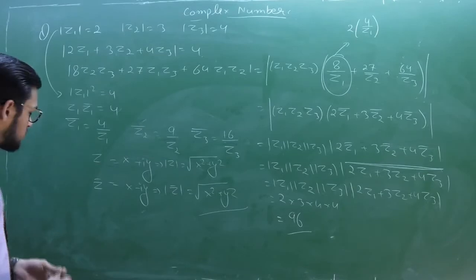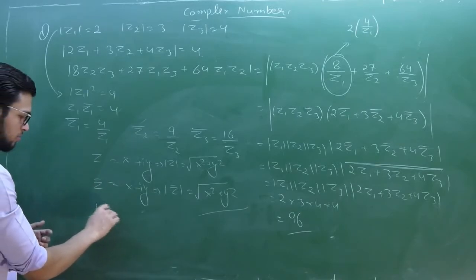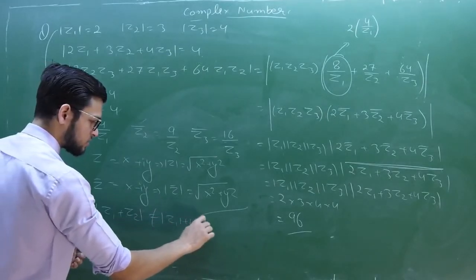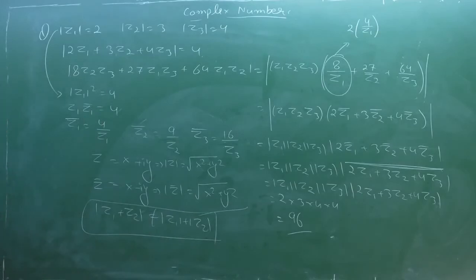But beta, how can we write this? Mod of Z1 plus Z2 is not equal to mod of Z1 plus mod of Z2. You have ruined everyone's concepts. Praveen beta, it is not possible.